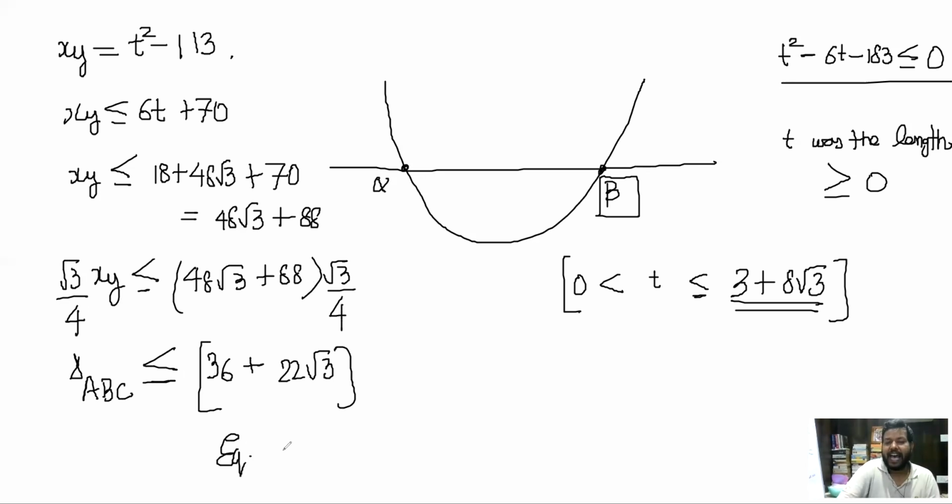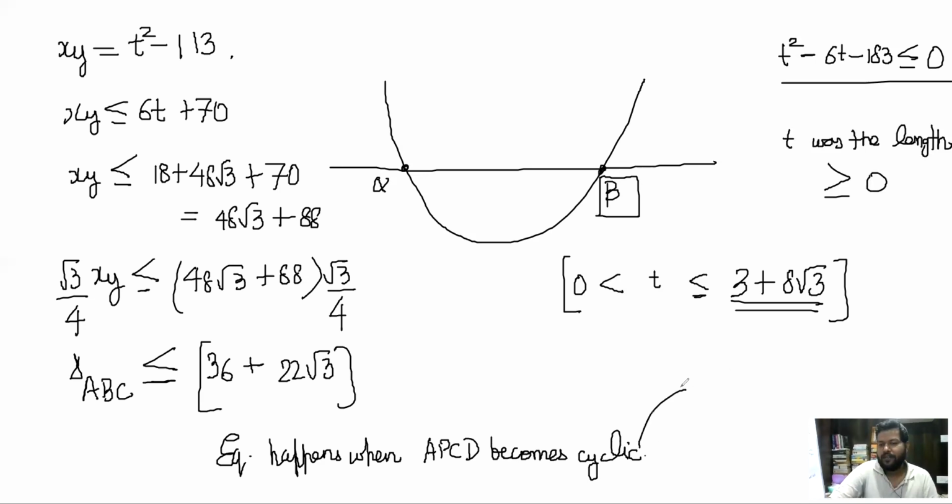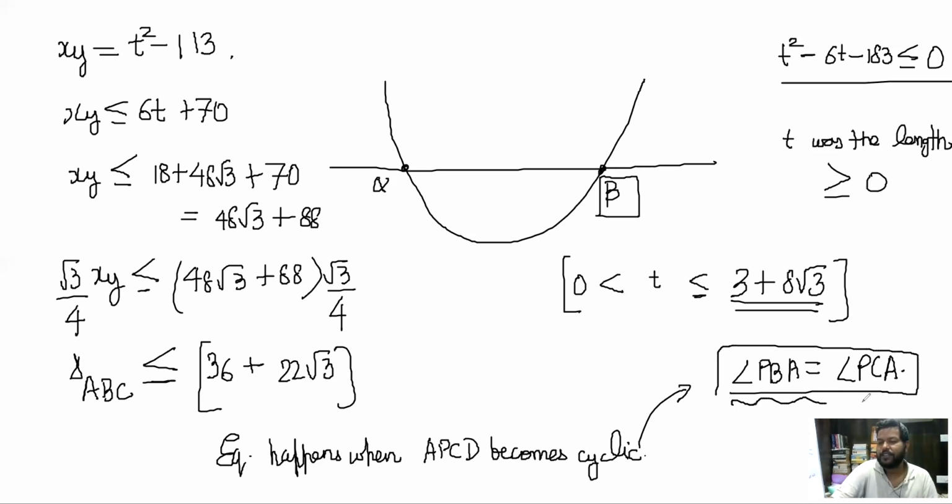The equality happens when, according to Ptolemy's inequality, the quadrilateral APCD becomes cyclic. One way to write that condition is angle PBA is equal to angle PCA. You can look at the figure that we drew earlier and verify that if this is true, APCD is cyclic, and this Ptolemy's inequality is becoming an equality. So in that case, you will get the maximum possible area of the triangle, and that will be equal to 36 plus 22 root 3. So that is the solution of this question.